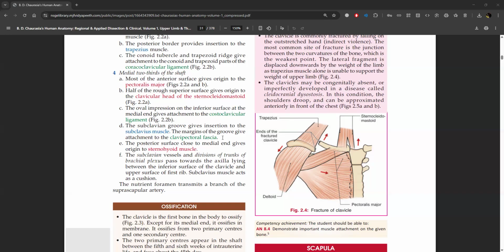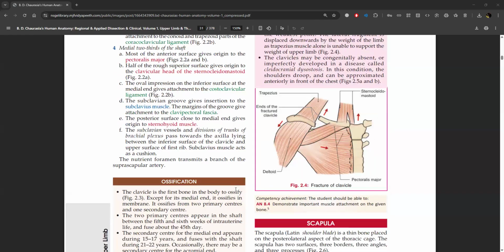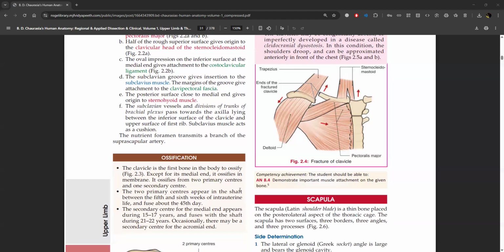The subclavian vessels and divisions of trunks of the brachial plexus pass towards the axilla, lying between the inferior surface of the clavicle and the upper surface of the first rib. The subclavius muscle acts as a cushion. The nutrient foramen transmits a branch of the suprascapular artery.